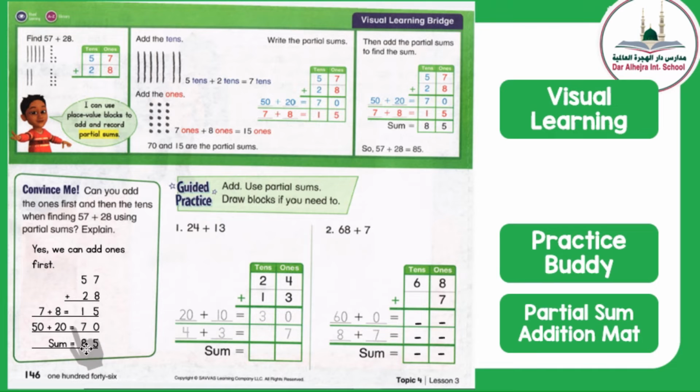Now we will add the partial sums. So we will get 5 and 0, 5. 1 and 7, 8. 85 is just the same answer we have got here. While adding 57 and 28, we added the tens first and then the ones. Here we have added the ones first and then the tens, but either way we get the same final sum. So yes, it's okay if we add the ones first.